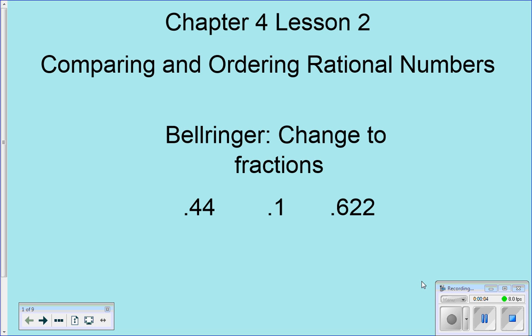Chapter 4, Lesson 2, Comparing and Ordering Rational Numbers. What's a rational number? Do you know?